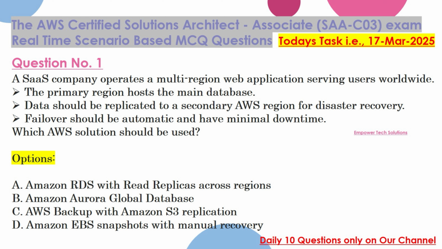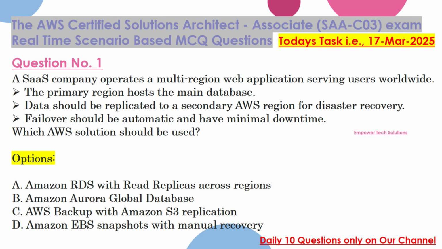Question 1. A SaaS company operates a multi-region web application serving users worldwide. The primary region hosts the main database. Data should be replicated to a secondary AWS region for disaster recovery. Failover should be automatic and have minimal downtime. Which AWS solution should be used?